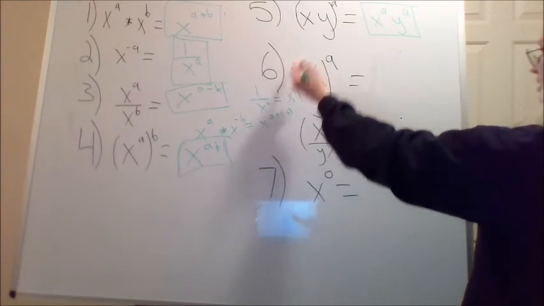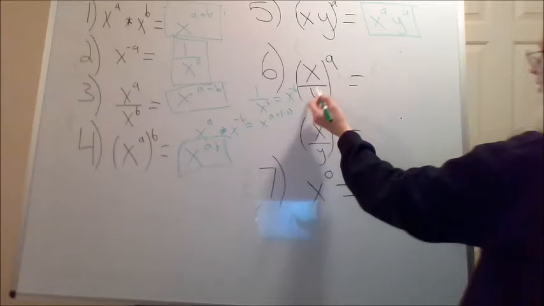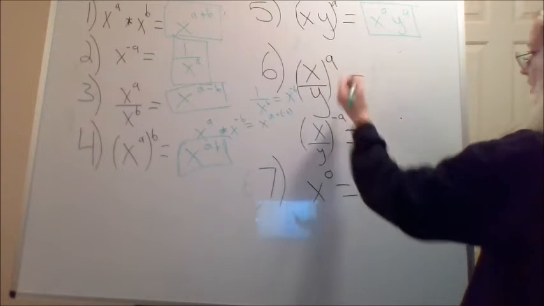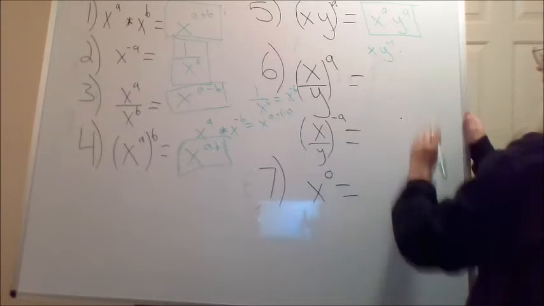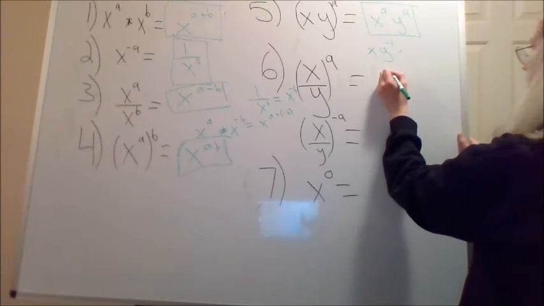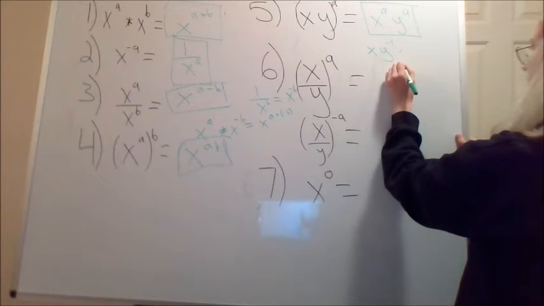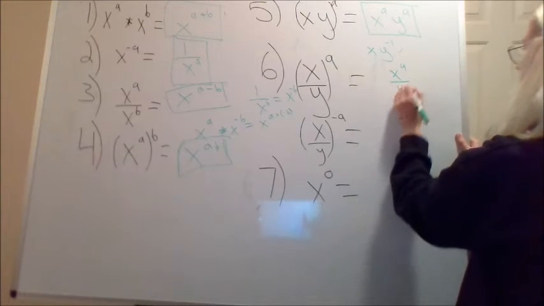So along those lines, we can also distribute a fraction since we know that x divided by y is the same thing as x times y to the negative first power. So we can distribute this and say x to the power of a divided by y to the power of a.